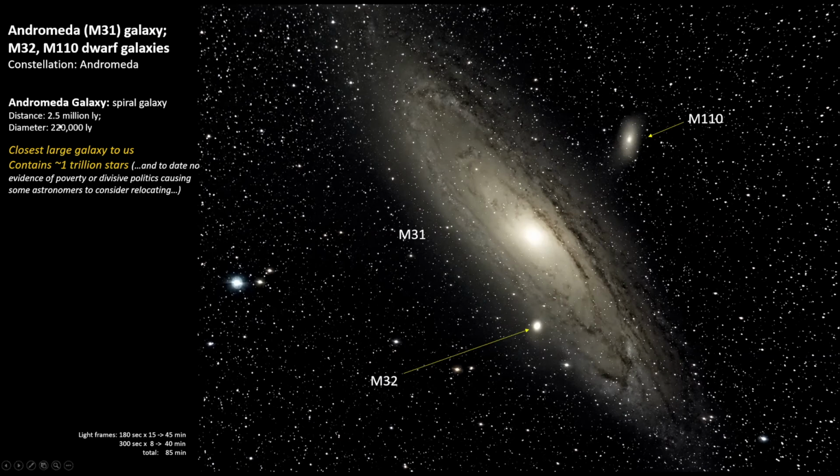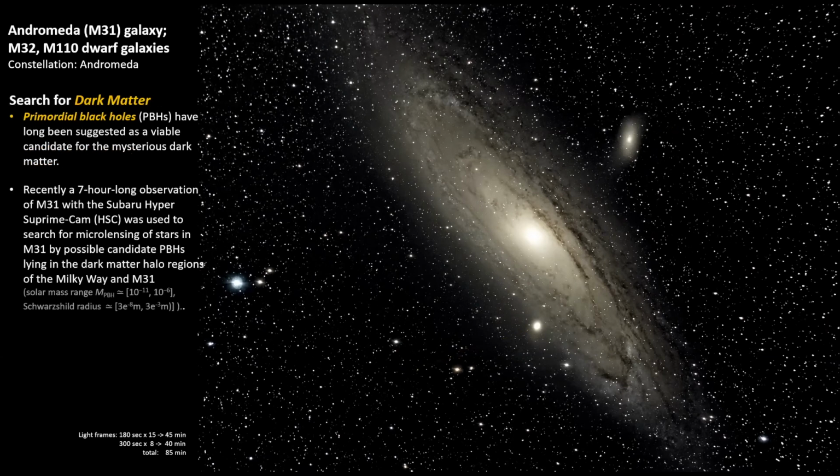The Andromeda Galaxy is about the same diameter as the Milky Way, 220,000 light years across, and it contains about 1 trillion stars, similar to the Milky Way galaxy. And the fact that this is a wide field and has so many stars in it made it useful just recently for an observation to search for dark matter. Dark matter, we know it's out there, but we don't understand what it is.